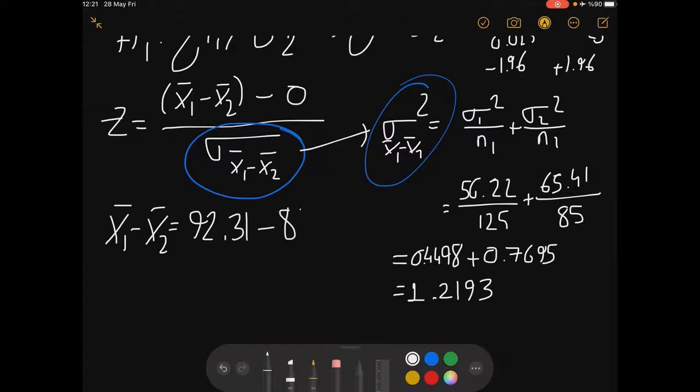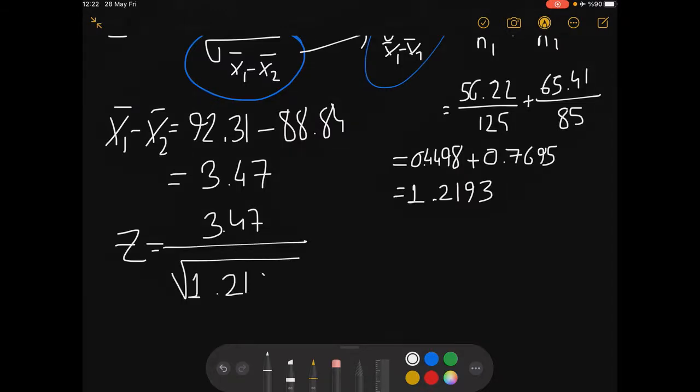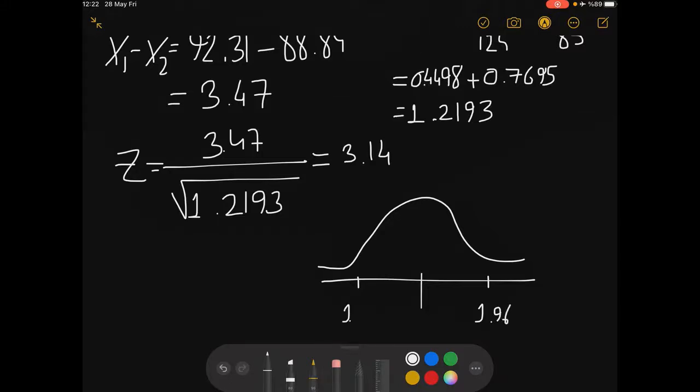Okay, and then you try to find out this one, which is pretty straightforward: 92 minus 88.84, which is 3.47. All right, so what is your Z here? What are we curious about? 3.47 over this value, 1.13, which is equal to, oops, where is it? It looks like our P number, right?